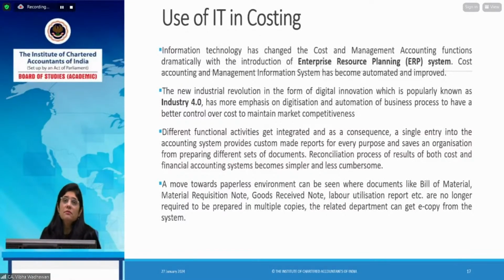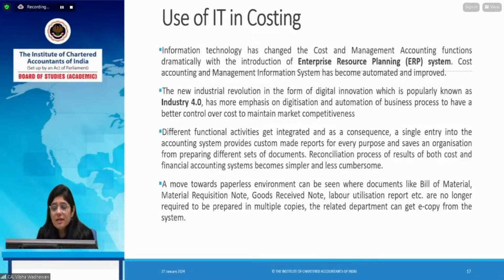So the reports are generated in such a way that analysis is so easy now, comparisons are so easy now. You have all the past and present data in front of you, so it's so easy to analyze and make reports, and it's really easy now for the management to take decisions on the basis of the newly improved digital reports. So it saves an organization from different sets of documents.